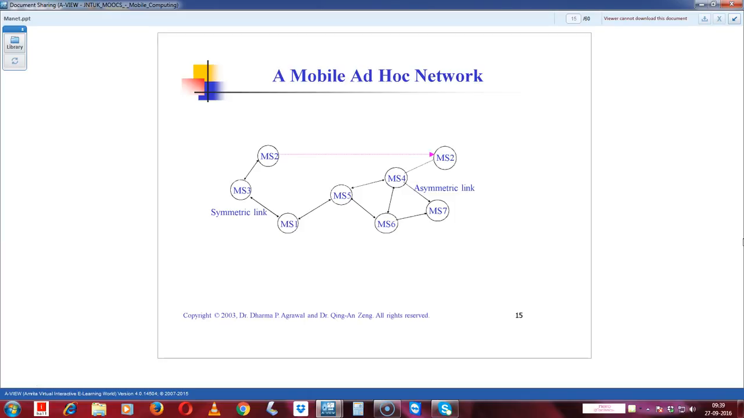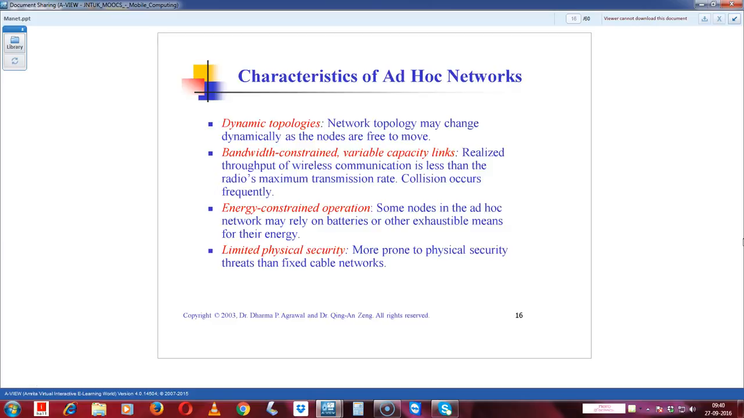Okay. If mobile station 2 wants to connect to mobile station 7, it cannot directly talk. It will go to MS3, then MS1, MS5. And then MS5 here will decide whether it needs to go to MS4 or MS6. Okay. That is what your routing algorithms do. We will discuss some of the routing algorithms.